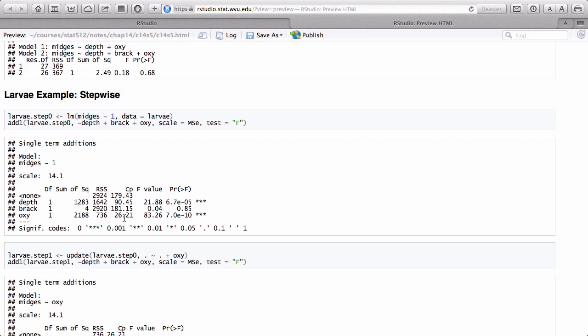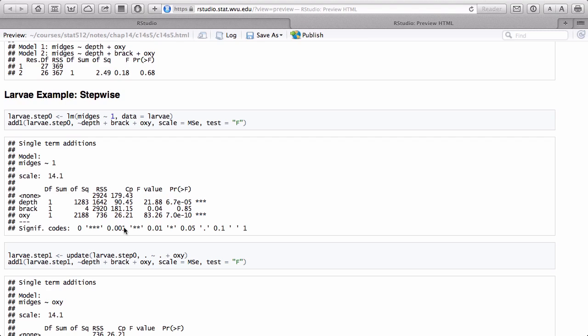It's not a small CP, and the reason it's not small is because depth is also important. So I'm going to add oxygen. It has the smallest residual sum of squares. It has the smallest CP, and the biggest F value, and the smallest P value. So I'm going to add oxygen.